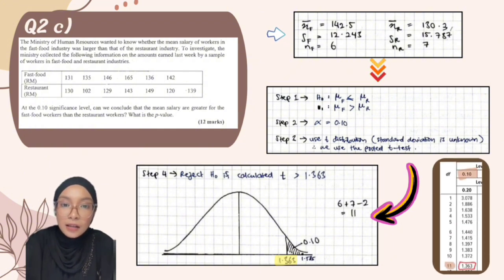We have to find the n. To get n for two samples, we total the n for food and restaurant and minus 2, and we got 11. So when we look at the t table at the significance level for a one tail test, 0.10 and 11, that's how we got 1.363.